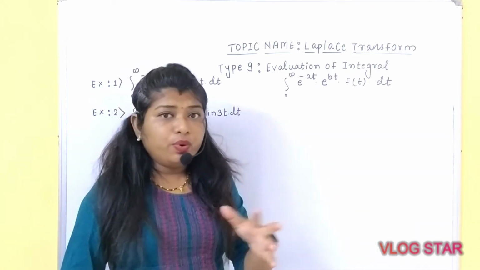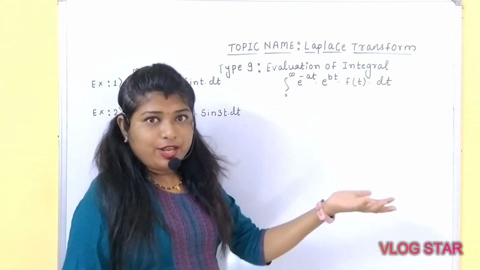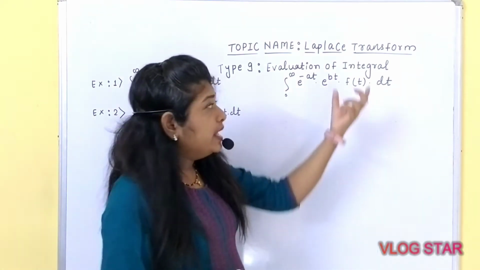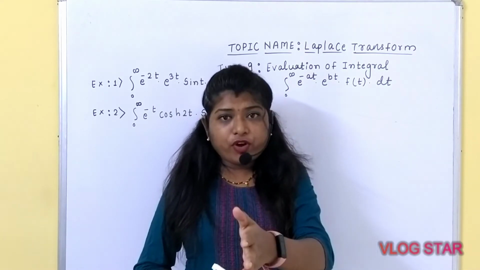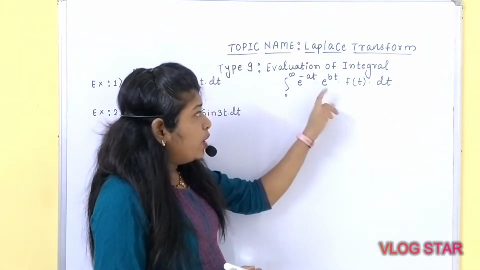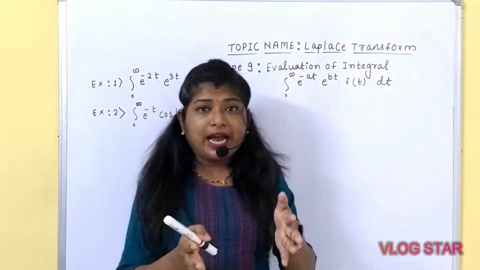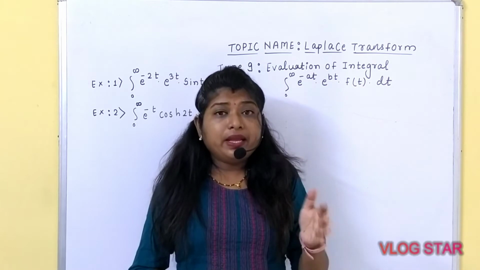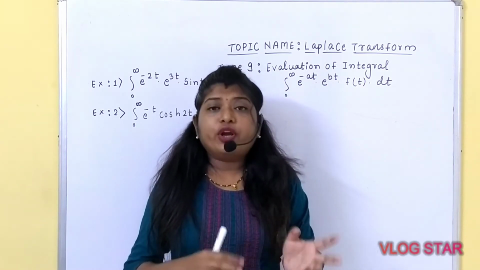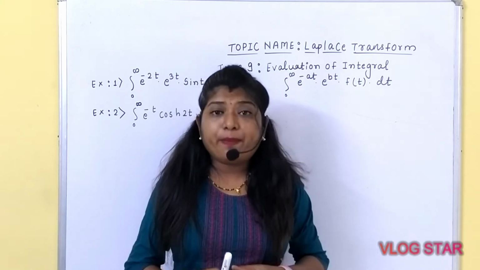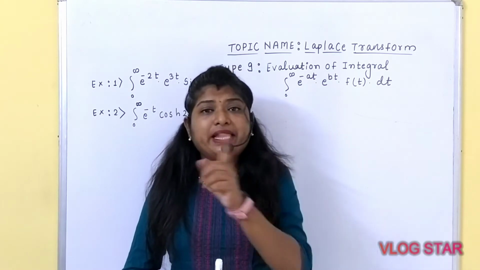First, you have to find out what is the function f of t. So first you need to calculate Laplace of f of t. Once you find Laplace of f of t, then you need to check what is e raised to bt into f of t. As you know, by the first shifting theorem, if it is e raised to at, you need to replace, in whatever answer you get after taking the Laplace of f of t, s by s minus a.